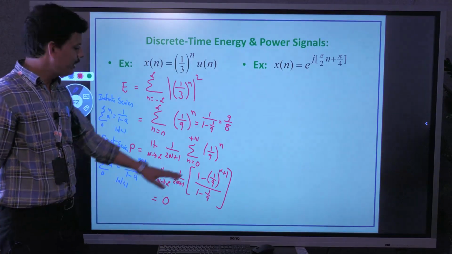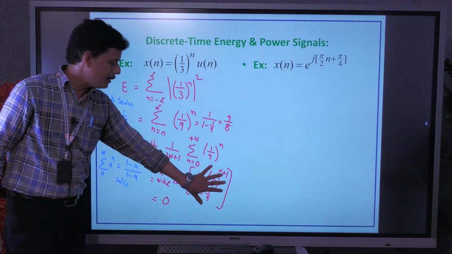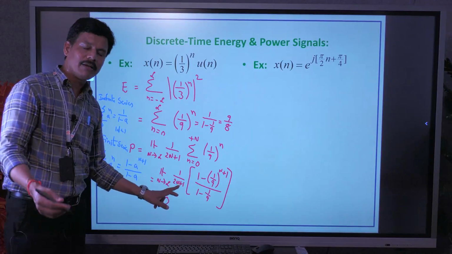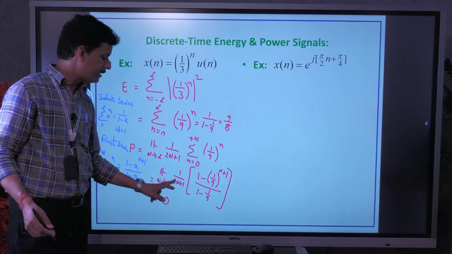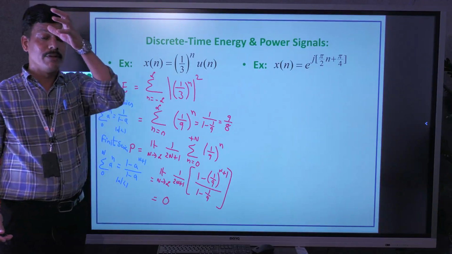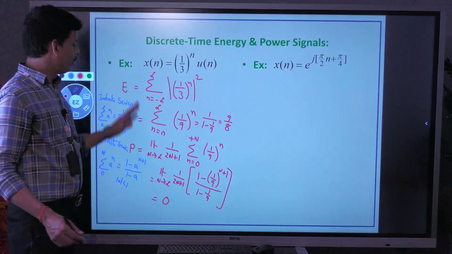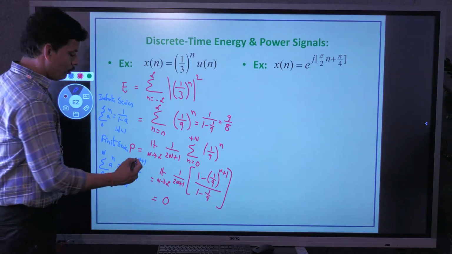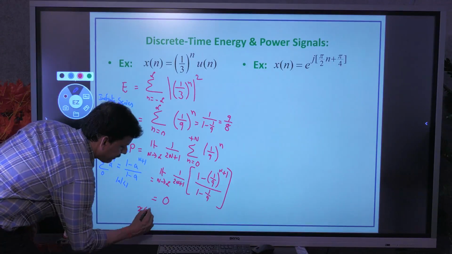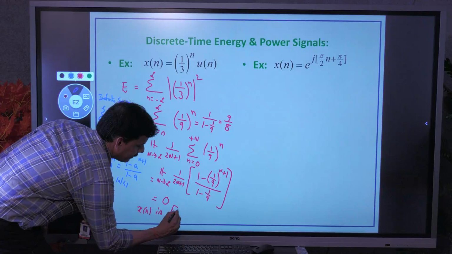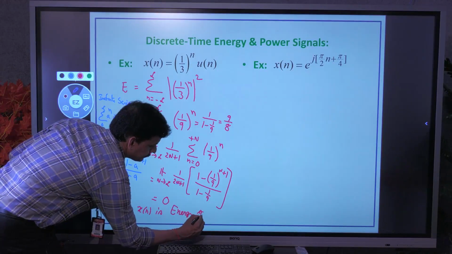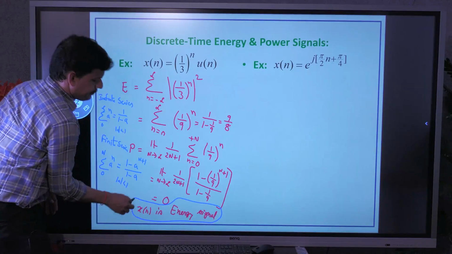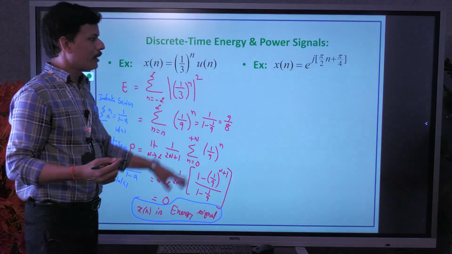That's the idea. You need not simplify it further, because the simplification of the term in the bracket will not cancel this N. As long as N is not cancelled here, if I substitute N tends to infinity, the entire term will be 0. So that's why P is 0. So the total energy E is finite and the average power P is 0. So the given signal x[n] is an energy signal. Okay, this is one type of signal.